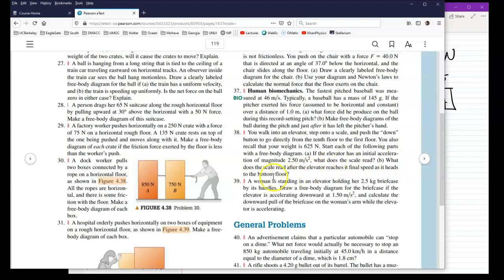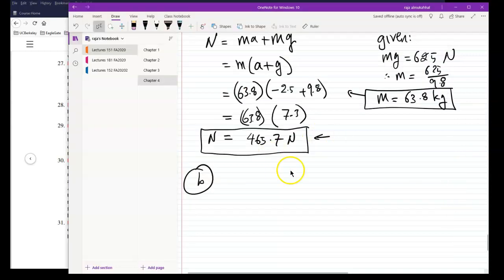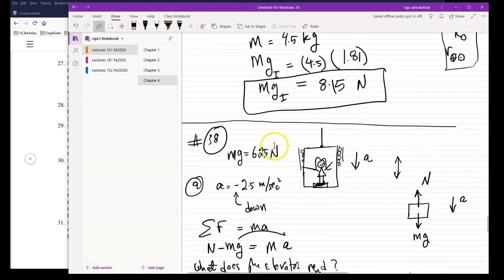Okay. He said, what does the scale read after the elevator reaches its final speed as it heads to the bottom floor? In other words, what does the elevator read after you stop? I mean, it just stops. Okay, you reach the bottom floor, the elevator stops. You're still standing on the scale. What does it read? Well, obviously, it's going to read 625. You go back to your normal weight, right? Is that okay? I mean, it makes sense. Can we prove that? I mean, without looking at anything, of course it's going to read my old weight. I started with 625.